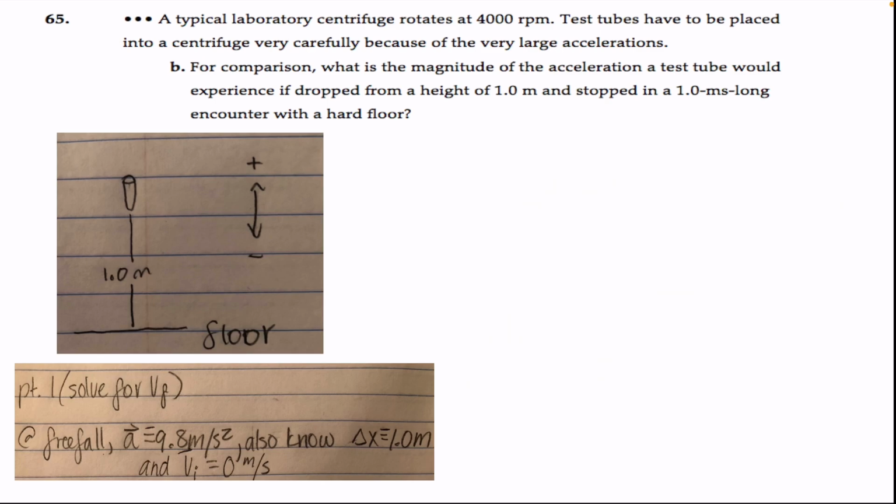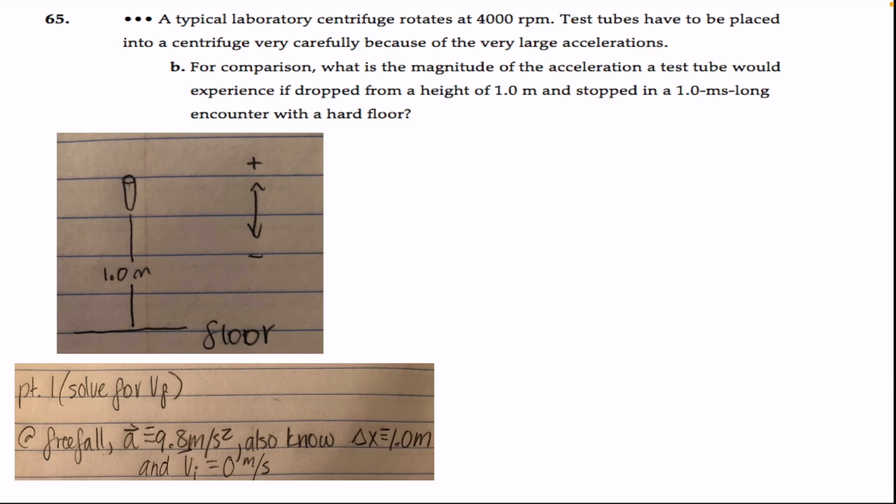Okay, part B. For comparison, what is the magnitude of the acceleration a test tube would experience if dropped from a height of 1.0 meters and stopped in a 1.0 millisecond long encounter with a hard floor? So this is kind of worded confusingly. It almost makes it sound like you're wanting to solve for g, that free fall acceleration, but what the problem is asking for is the acceleration that occurs in that really, really fast 1.0 millisecond long period in which the vial has some velocity and then hits the floor and ends up being 0 meters per second, completely stopping the motion.